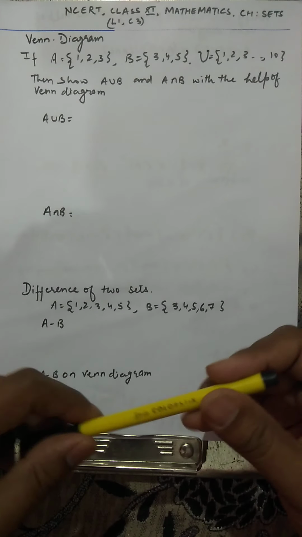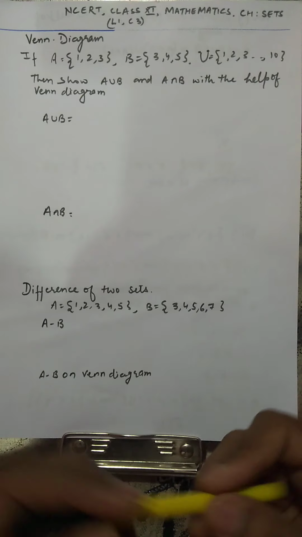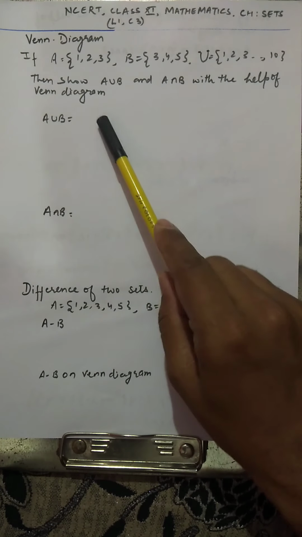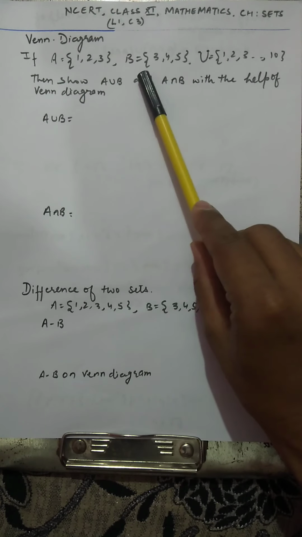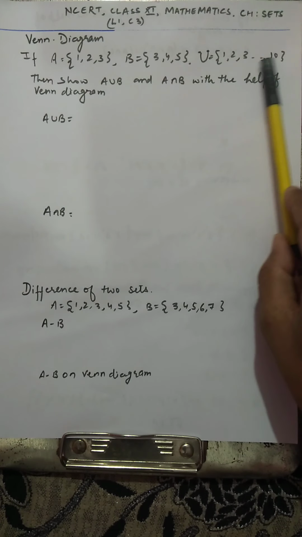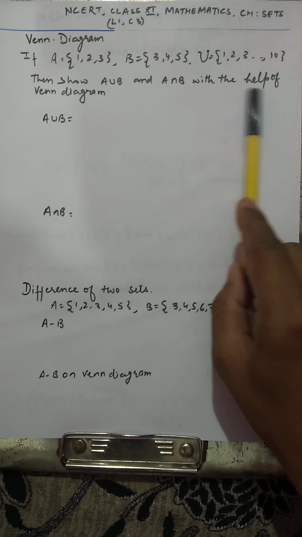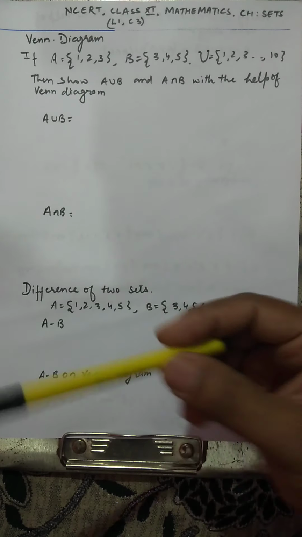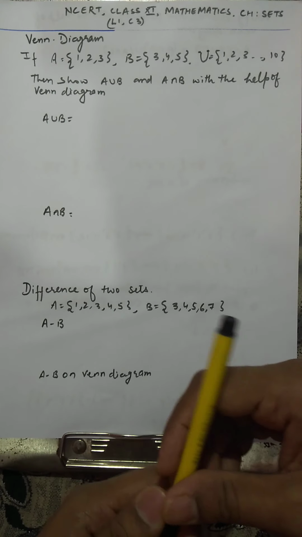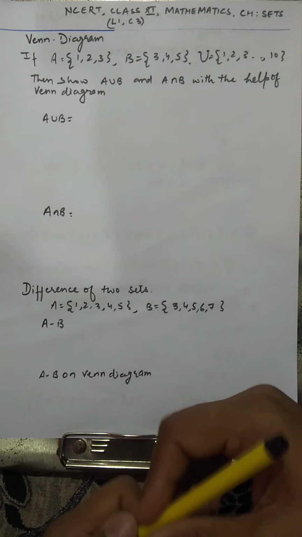Today we are going to discuss more about Venn diagrams. One by one we'll discuss each concept related to Venn diagrams. Let A equal to {1, 2, 3}, B equal to {3, 4, 5} and the universal set be {1, 2, 3, up to 10}. Then show A union B and A intersection B with the help of a Venn diagram. I'm going to show you both ways: in roster form, and through a Venn diagram.